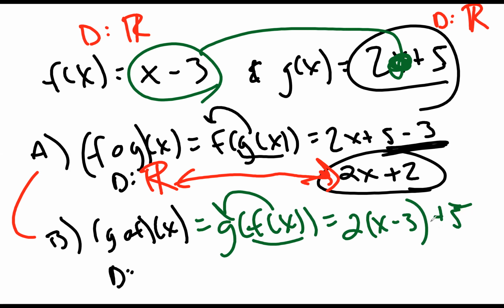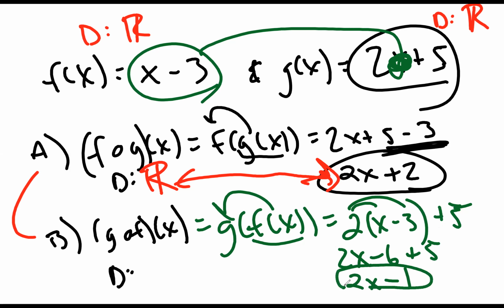And as always, my goal is to simplify as much as I can. So I'm going to have to distribute. So I'm going to get 2x minus 6, and then this plus 5 still hanging out there. And then I say, okay, well, can I simplify this in any way? Yeah, and I'm going to get 2x minus 1. And I say, okay, well, there's my answer.